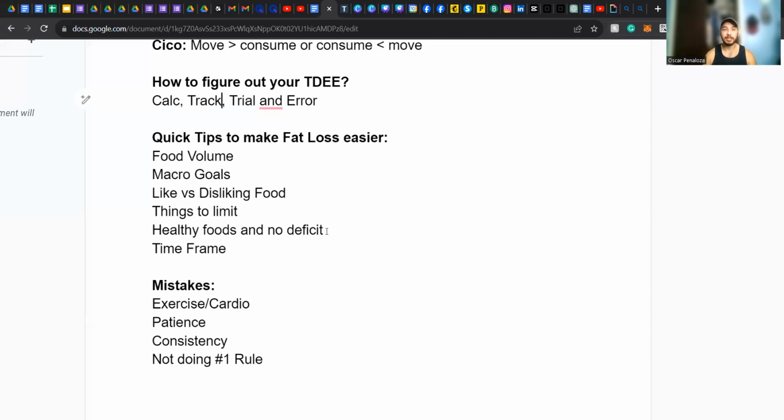Another big mistake that people make is eating healthy foods and expecting to lose weight. Just because you're eating healthy foods does not automatically put you in a deficit. You could be eating things that are high in calories like fats, and that's going to put you out of a deficit. That's not to say that you're not eating healthy.